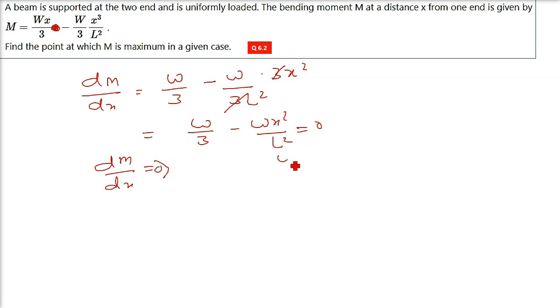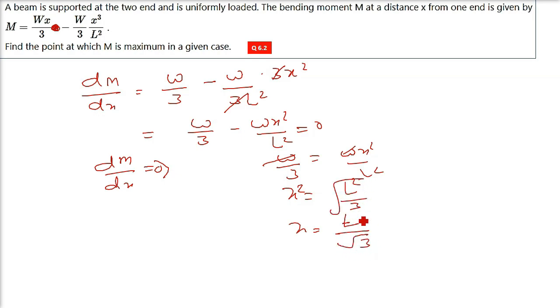When we equate it to 0, we get a relationship between L and x. So what do you get here? This gets cancelled. X square equals L square by 3. X is equal to L by root 3. That is, x square is equal to L square by 3, and we take the square root on both sides. This L by root 3 is the value of x, and this is the answer. But we don't have to stop here. We can stop here, but the question is also asking about maximizing M.